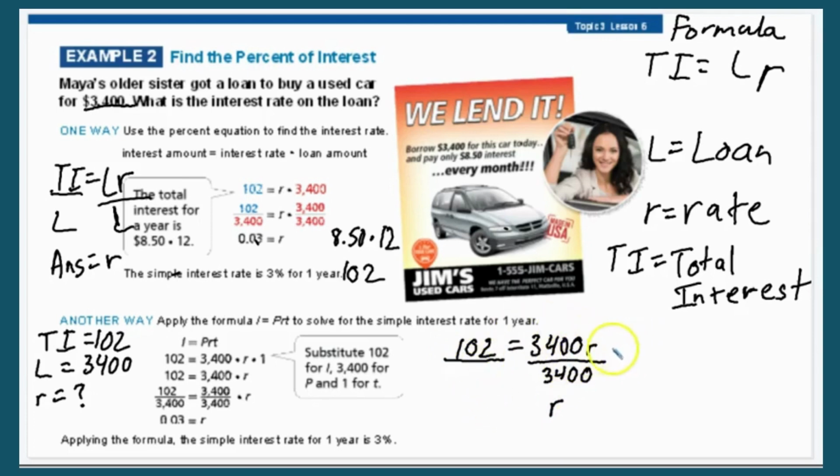So whatever we do to one side, we have to keep it equal by doing it to the other side. So 102 divided by 3,400 gets me 0.03 or 3%, which is what they're looking for.